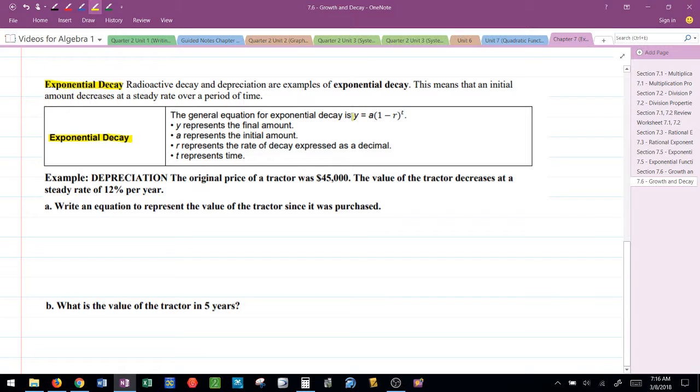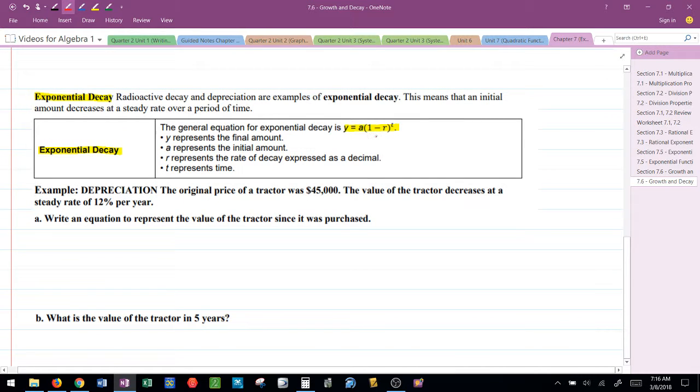Now, exponential decay, it comes back to that original equation again, but notice the unique difference here. Instead of adding the R, we're now going to subtract the R. And the reason for that is the value that is raised to the exponential power has to be between 0 and 1 for it to represent exponential decay.